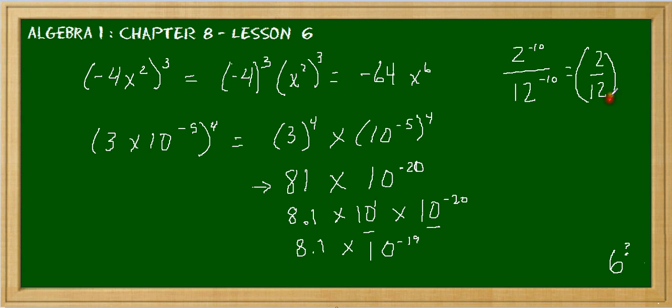So we have 2 over 12 to the negative 10th power. Okay, so it's just the opposite of what we were doing when we're applying it. We're going backwards, and this is something that's very important with algebra, and you're going to be doing a lot of factoring in the future. So it's good to be able to see both ways.